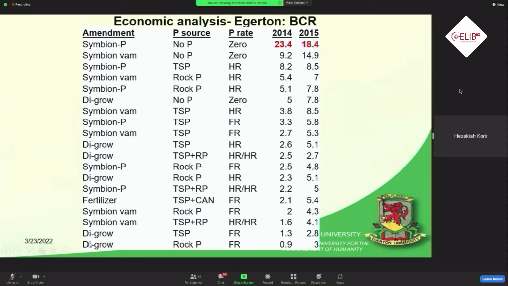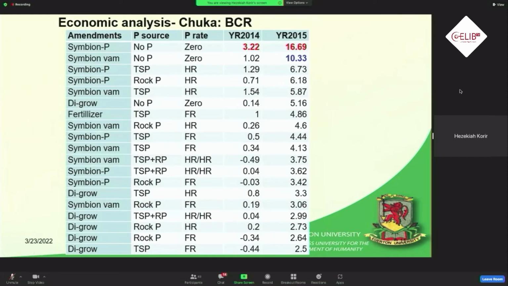So when we come down here, like the Digro, we see they even have a BCR of less than 1. That's for the Egerton site. And then when we look again at the Chuka site, the nitisol, the same is true. The Symbion P without any other addition for the first year was 3.2, and since you are using the same field, in the second year it shot up to 16.69 as compared to others that yielded more benefit as compared to the costs.